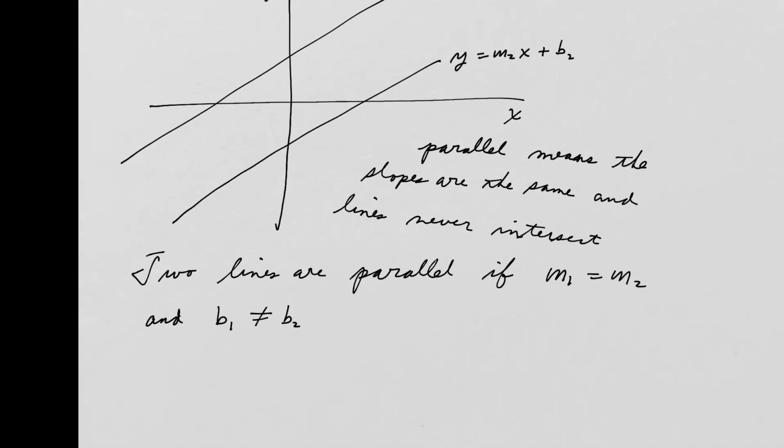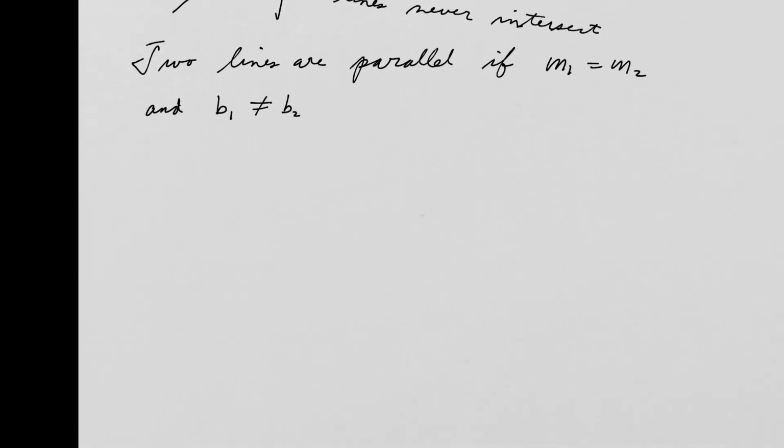Because if they were the same too, then they'd be exactly the same line, right? They have to be two distinct, different lines. So slopes are the same, but the b's are different. That would mean the two lines are parallel. All right, what about perpendicular?